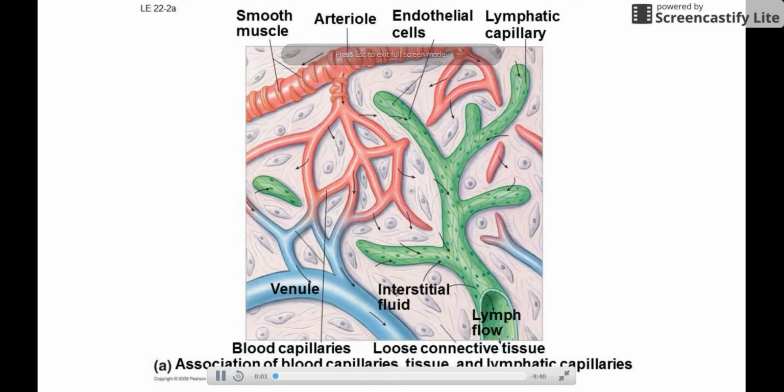So this will be our recap of the lymphatic and immune systems. We're going to teach them together in this unit. So let's see how they actually relate. So it starts off here, right?